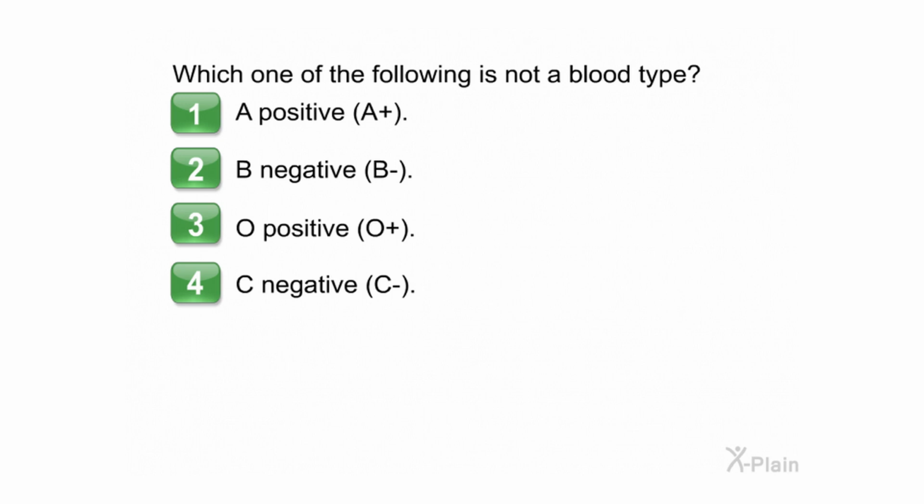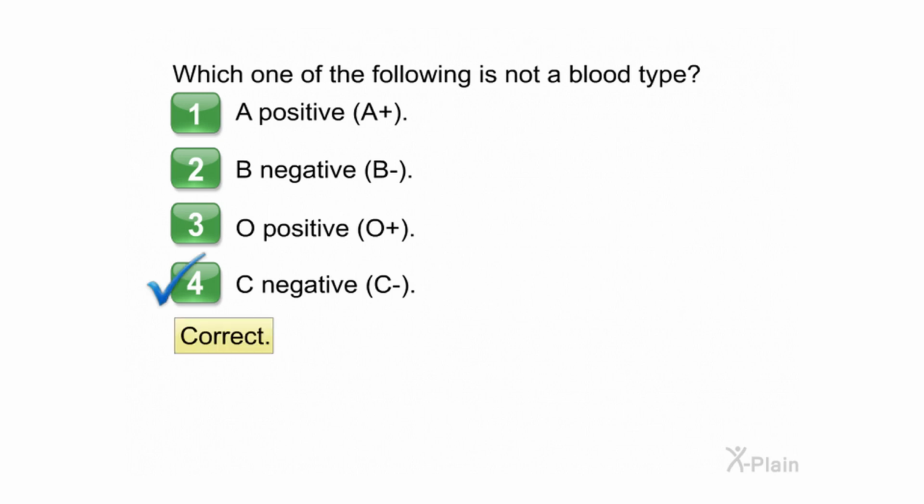Which one of the following is not a blood type? Choose one of the following options. 1. A positive. 2. B negative. 3. O positive. 4. C negative.